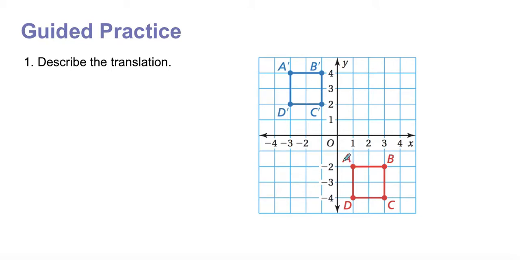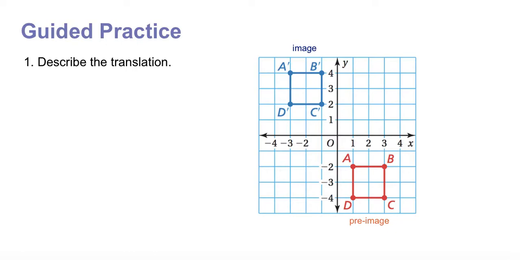When you have points that are labeled by themselves, this is going to be your pre-image. It's going to be the original. When you have points that have an apostrophe after the letter, this is going to be your image. This is the new copy. We use this in order to tell the difference between our two figures.